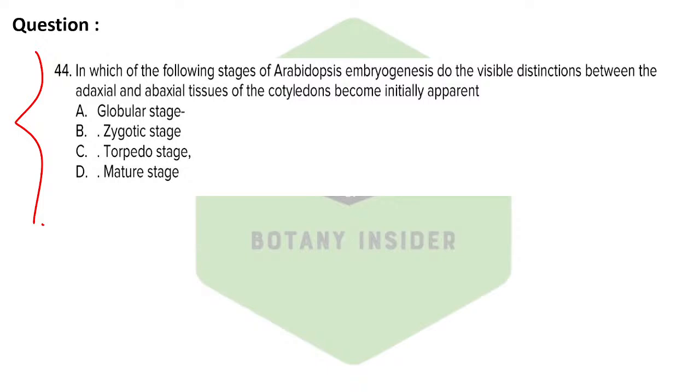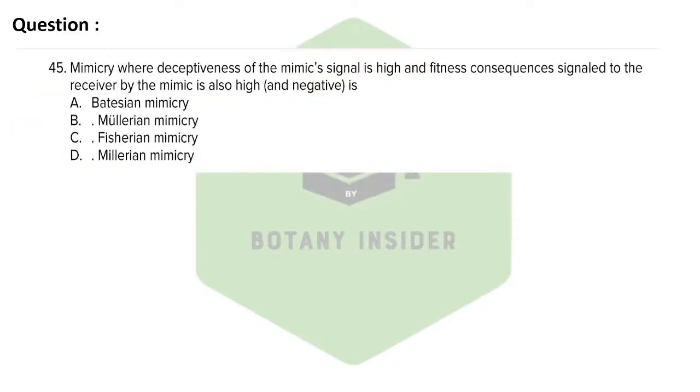In which of the following stages of Arabidopsis embryogenesis does the visible distinction between the adaxial and the abaxial tissue of the cotyledon become initially apparent? Zygotic, globular, torpedo, and mature. Mark the answer, everyone. Very simple question. Answer for this is option number C. Torpedo stage is the correct answer for this particular question, right? This is very simple. Very good, those of you who got the correct answer.